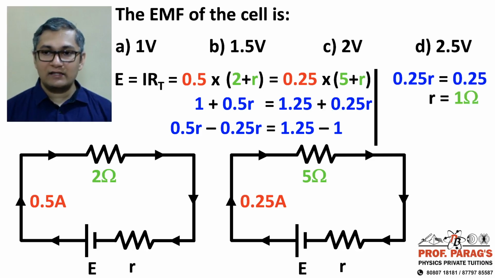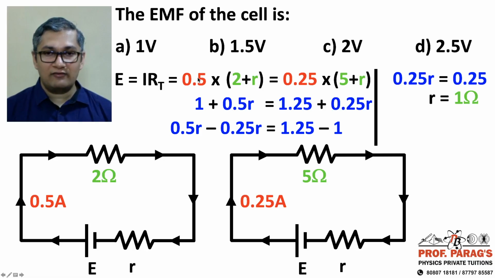Dividing the two numbers, I get the internal resistance as 1 ohm, but that's not the answer. We got the value of small r, and I want to find the EMF. So I can substitute this small r where it was missing, either in the first equation or in the second equation. Any one of the two you can substitute. Let's put it in the first equation: 2 plus 1 is 3.